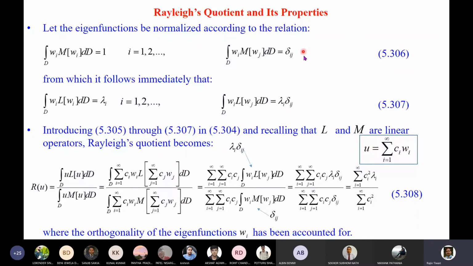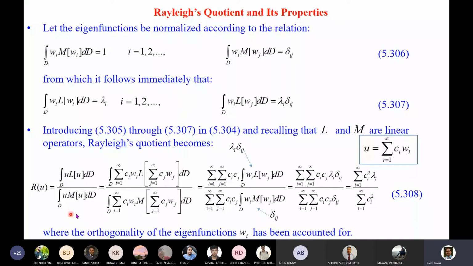Similarly, for the L operator, if we take the same eigenfunction, we get the eigenvalue. And if we take different i and j, then that can be represented like this, where if i is equal to j, this will be 1, so that will be equal to this expression. Otherwise, it will be 0. Now, this property we will be using. So here I'm coming back to the Rayleigh quotient which we defined.